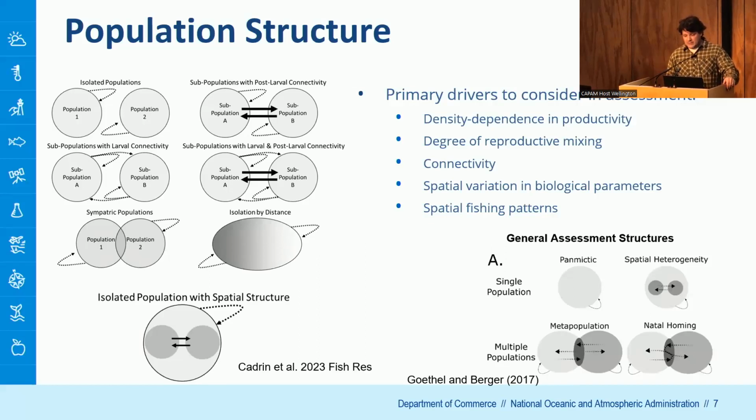So productivity, the amount of reproductive mixing, of course, connectivity through movement or other mechanisms, spatial variation in biological parameters, but also spatial fishing patterns. All of these can interact to formulate different hypotheses about population structure, from a single population, to a single population but with demographic heterogeneity, to metapopulations and so on and so forth with increasing complexity.